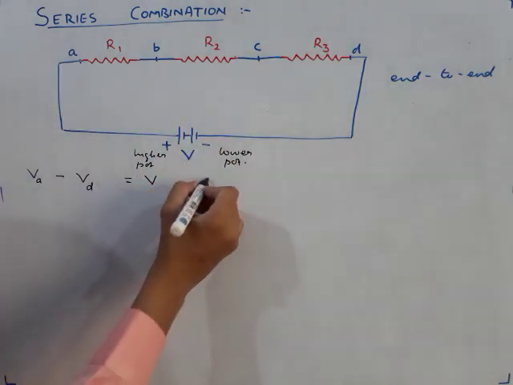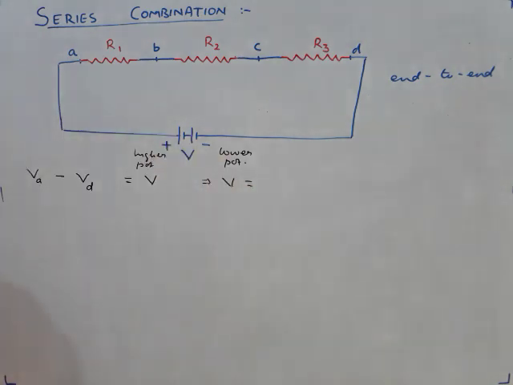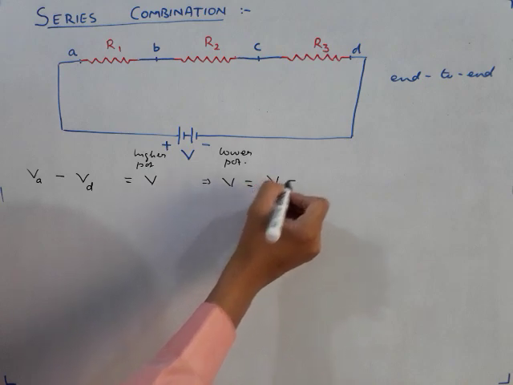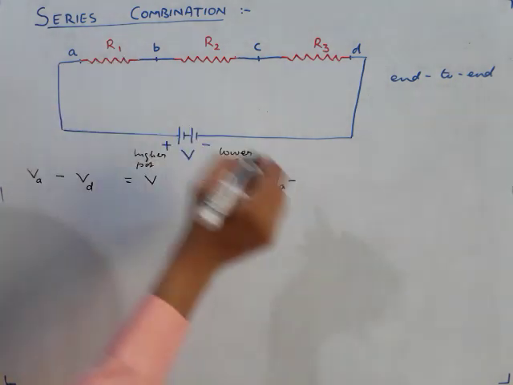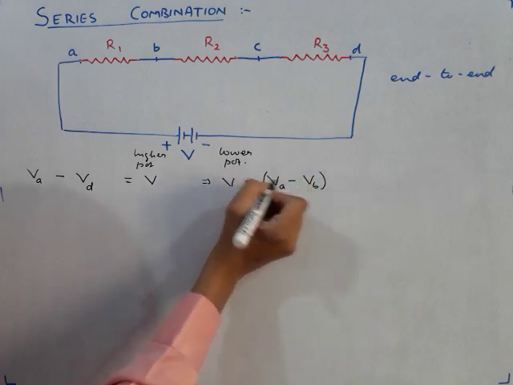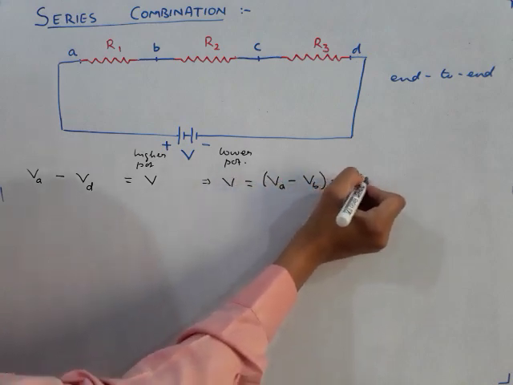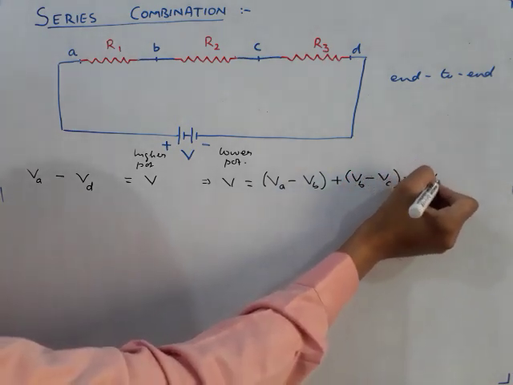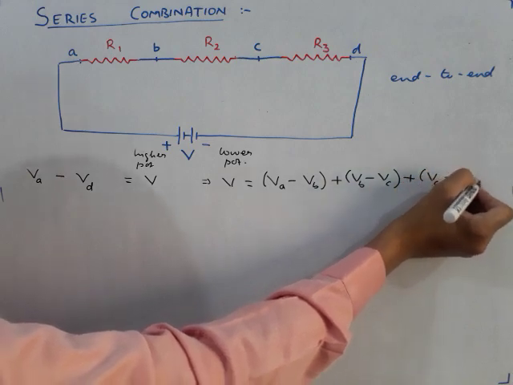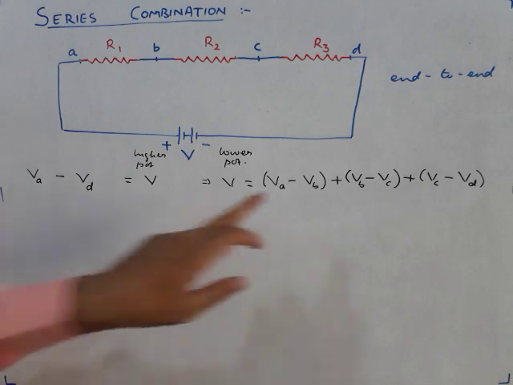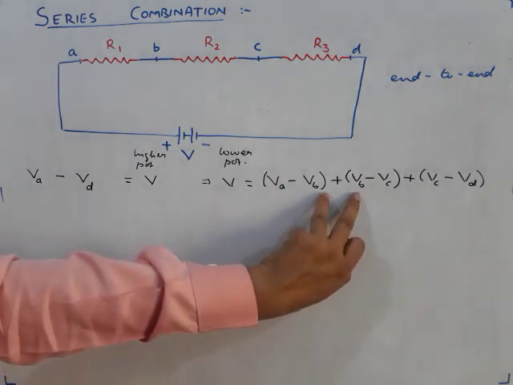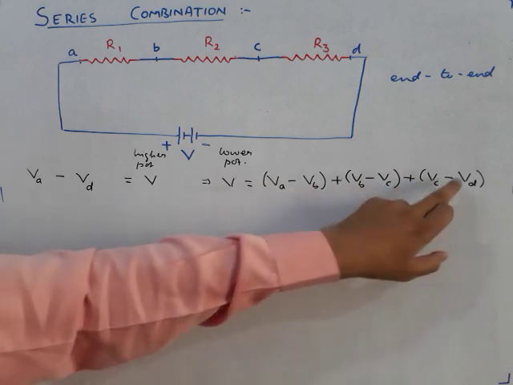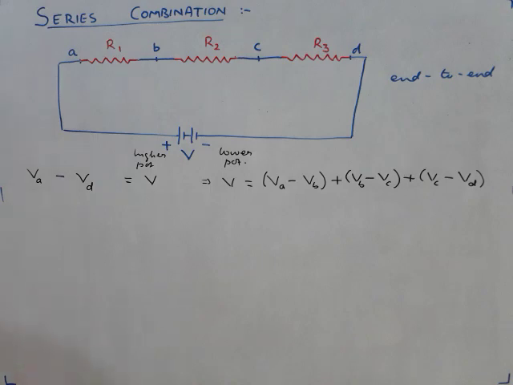So this implies I'll write V is equal to, now VA minus VD, I'll arrange it. You see, how do we write it? VA minus VD I can write as VA minus VB plus VB minus VC plus VC minus VD. Is it clear? You can see, students, minus VB and plus VB, these two will cancel. Likewise, minus VC plus VC, they will also cancel. What will be left? VA minus VD, that will be left.